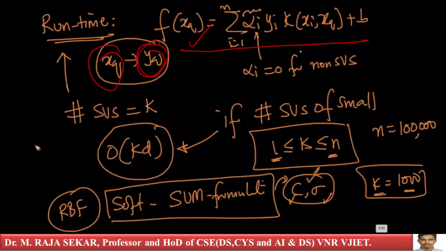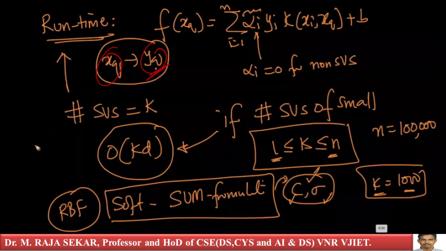Here, if you recall, alpha equal to 0 for non-support vectors. That means only for support vectors this value matters, isn't it? This f of xq matters, isn't it? Why? Because for non-support vectors, alpha i equals 0. Runtime complexity: given xq, we have to find yq. Given a query point, find its class label. yq means what? Its class label.